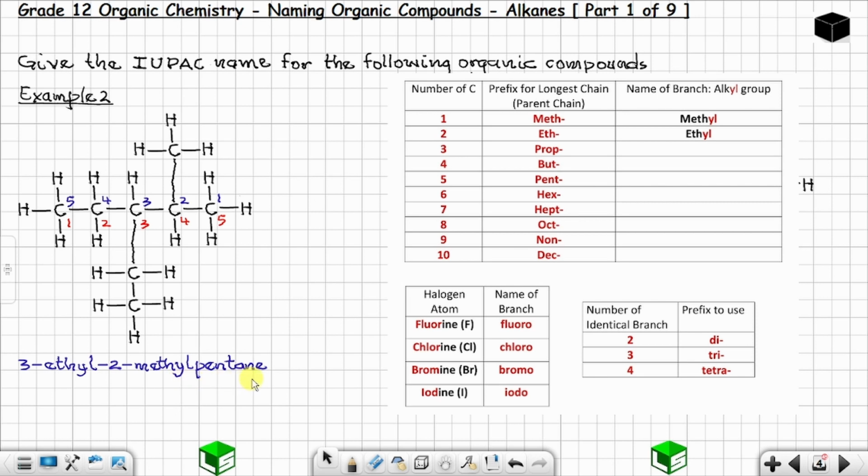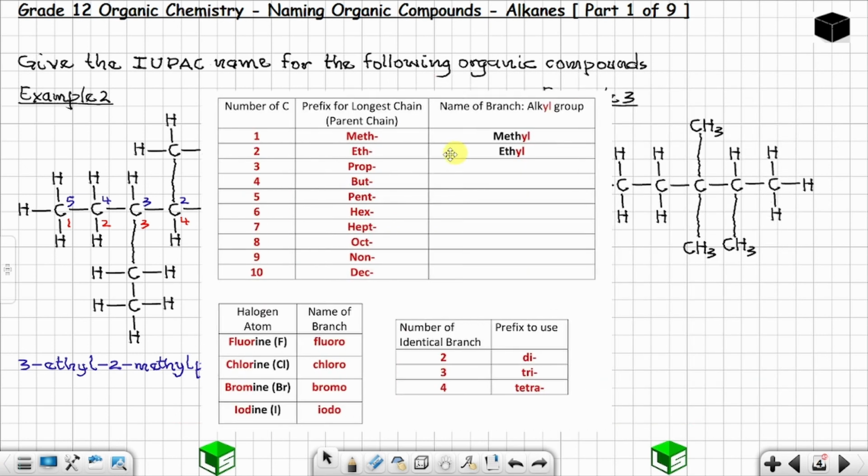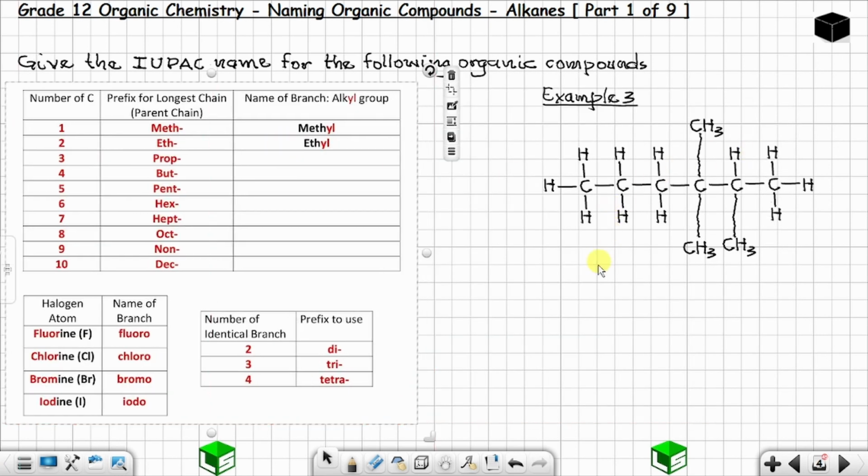So this is the full name for this compound. It is 3-ethyl-2-methylpentane. Okay, now let's see example number 3. This one. Okay, so you have this compound.